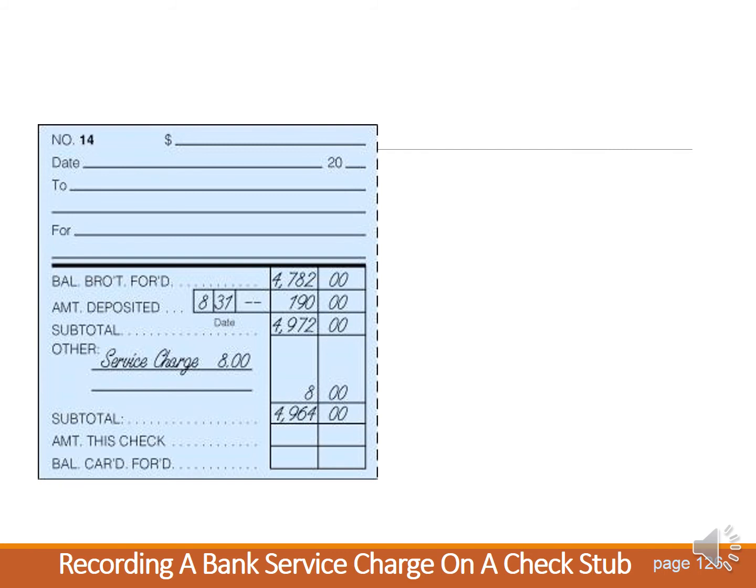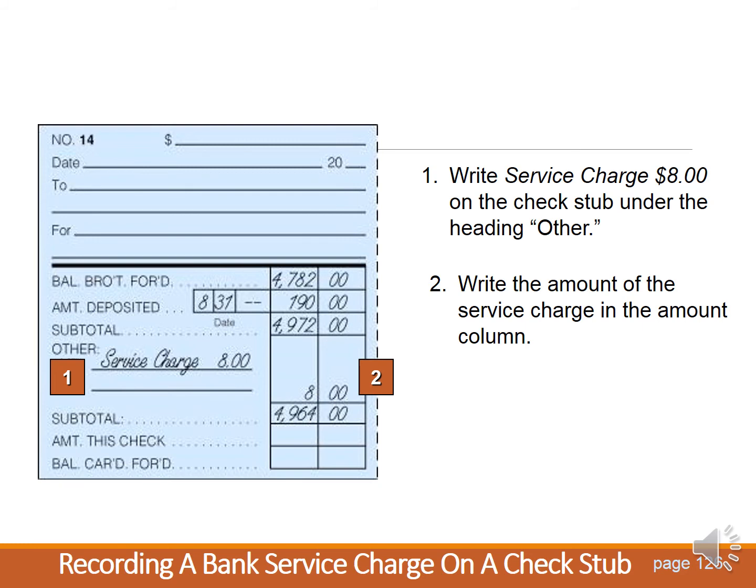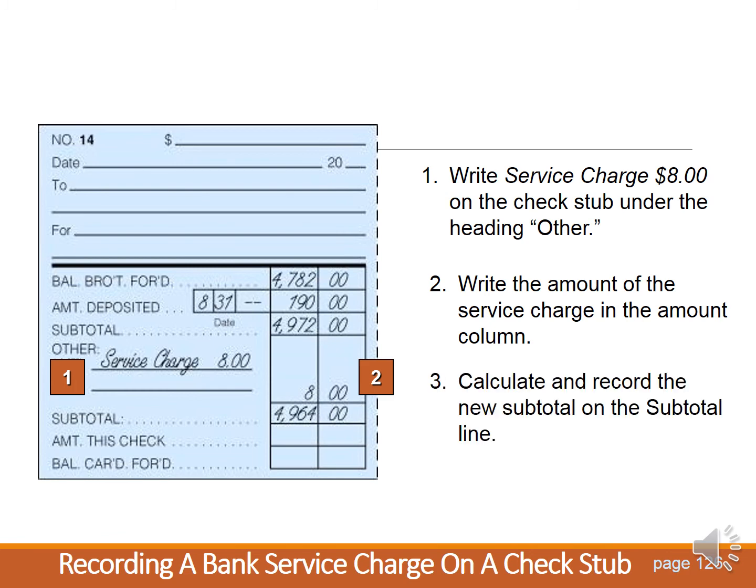If you look at this checkbook stub, underneath the word other, we have written service charge $8, and then we have carried that $8 over into the dollar amount section. So we're going to, 1, write the service charge underneath other. 2, we're going to write the amount of the service charge or bank charges. And then we are going to subtract the service charge from the subtotal to calculate our new subtotal in our checkbook.